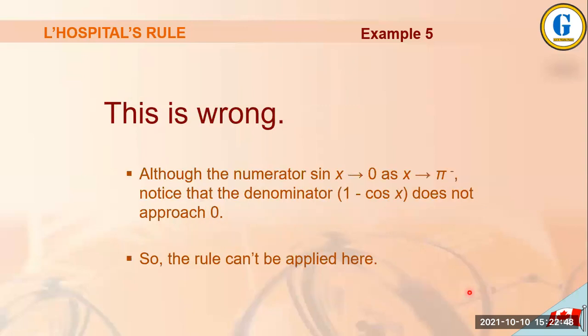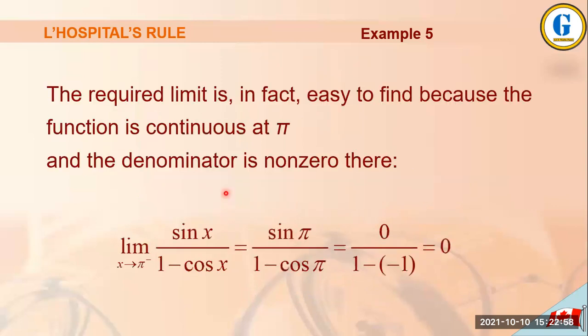This is wrong. Although the numerator sine x tends to 0 as this tends to this, notice that the denominator 1 minus cos x does not approach 0. So the rule can't be applied. Let's see what we do here. So as we mentioned before, this limit as x tends to pi, we have sine pi, which is 0, and cos pi. Cos pi is minus 1, right? 1 minus minus 1 is 2, 0 on 2. So here we don't need L'Hopital's rule. We just need to apply the limits directly. And our limit here is 0 on 2, which is equal to 0.